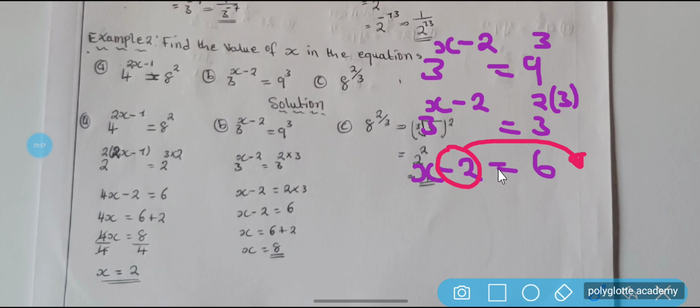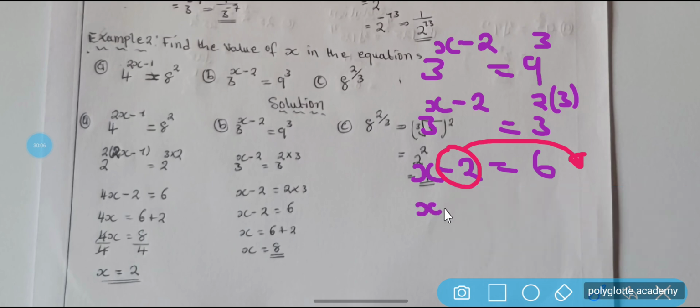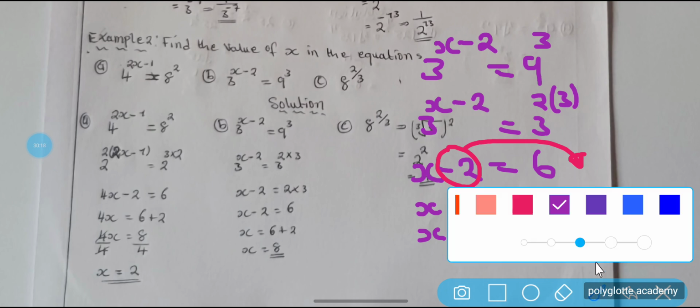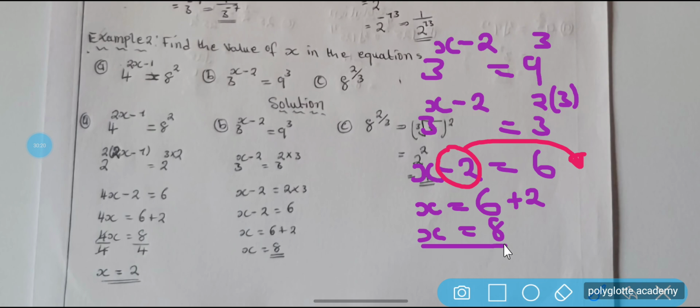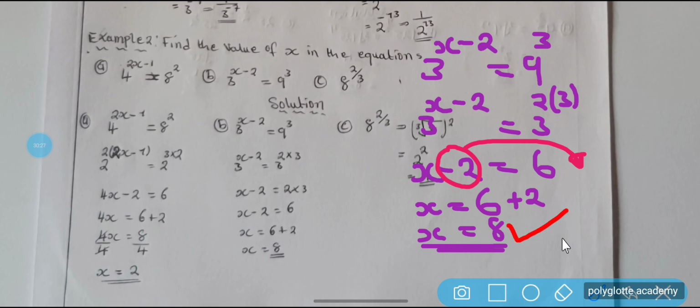So when a number crosses an equal sign, the sign of this number changes. So we are going to have x equal to 6 plus 2. Therefore, x as our final answer will be equal to 8. So we have 8 as our answer, and we can tick that with all enthusiasm. So that is it. We found the answer.